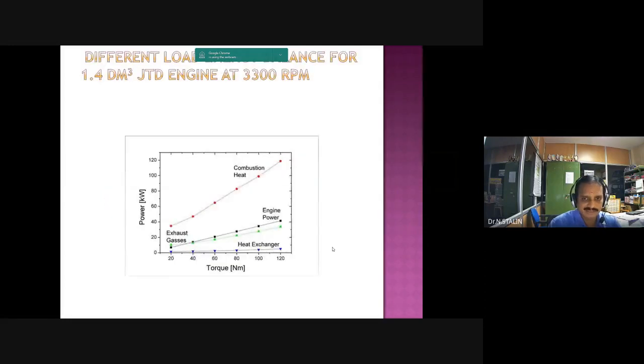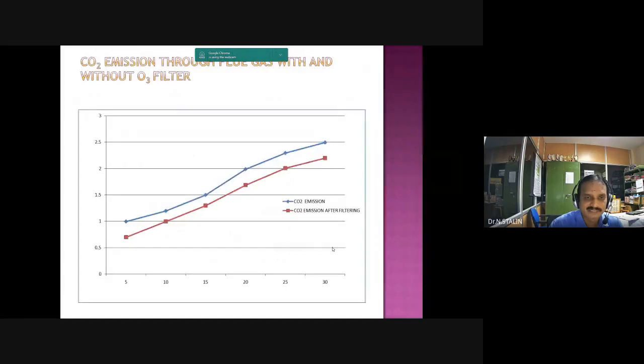And when we consider the combustion heat with respect to the torque, when we go for a higher torque, the combustion heat is also high, and more exhaust gas is emitted from the engine. That will increase the engine power. So we are required to use a heat exchanger of a different type. But I chose the shell and tube because, compared to other types of exchanger, it is easy to clean and easy to recover the heat.